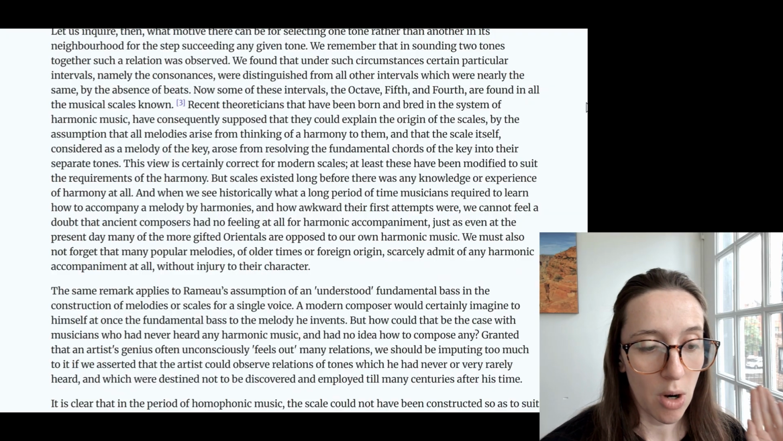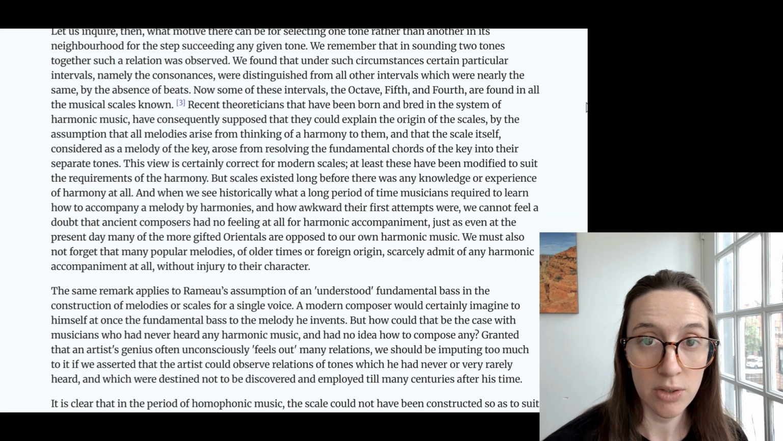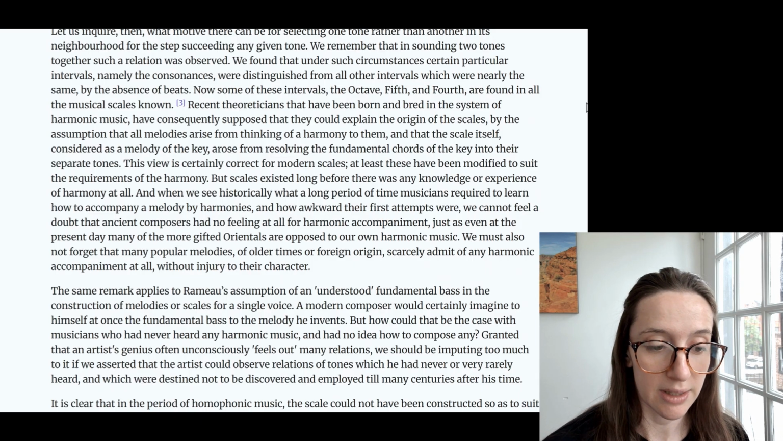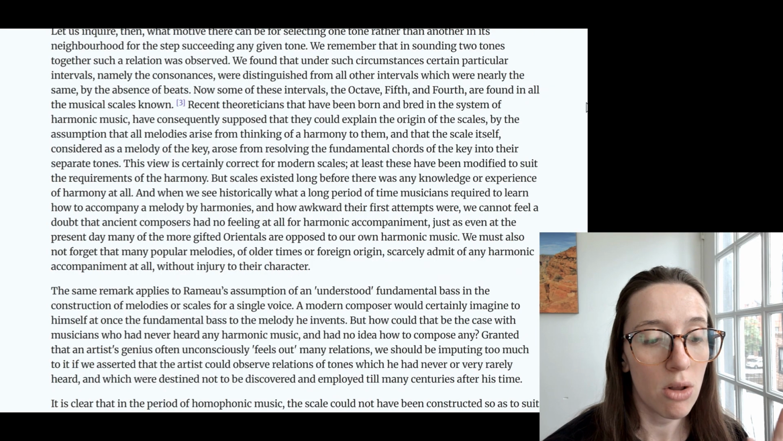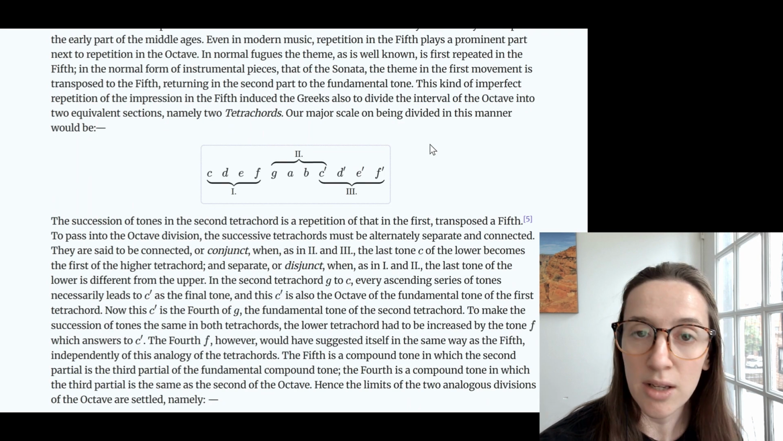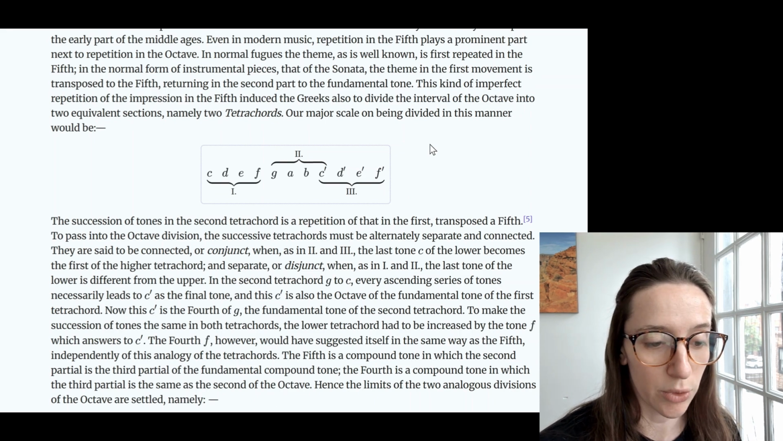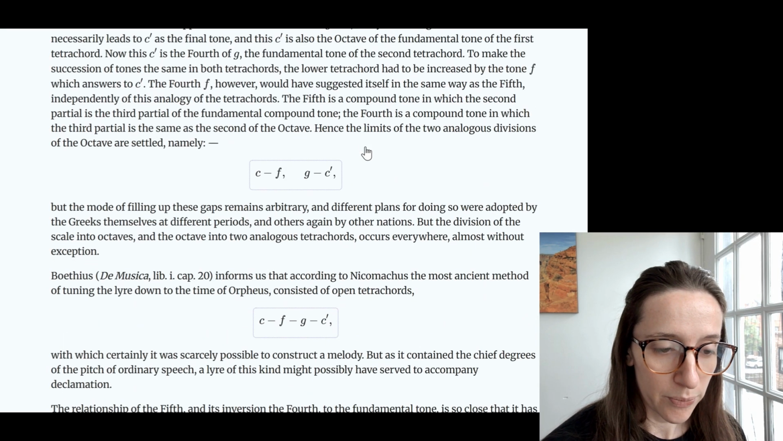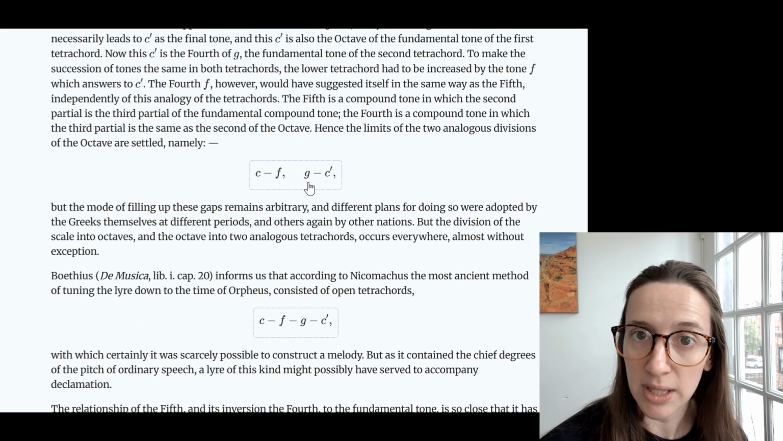So if we think back to our consonant intervals, those intervals that did not create any beats, the most consonant ones, the octave, the fifth, and the fourth, are present in all known musical scales, according to Helmholtz. The Greeks used these intervals to divide the octave into two tetrachords. So we have our first divisions within the octave.